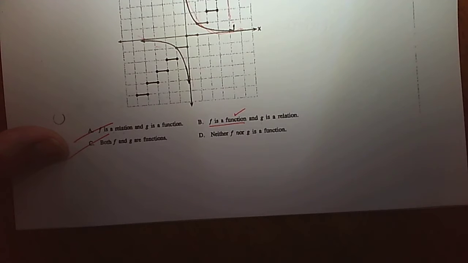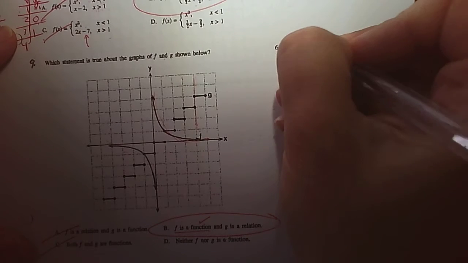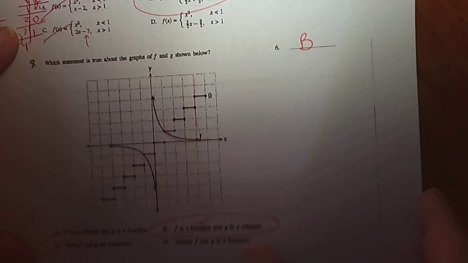F is a function. What do you think? Yes, it is. This passes a vertical line test. So f is a function. That's good. G is a relation. That would be correct. G is not a function. It's just a relation. So that's just B.